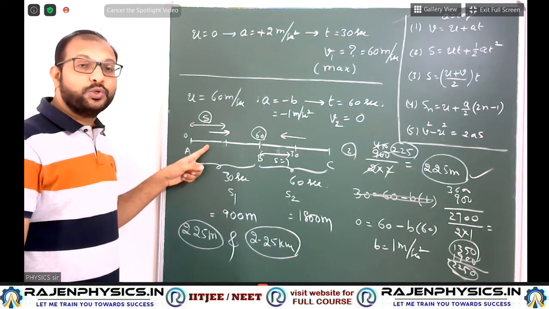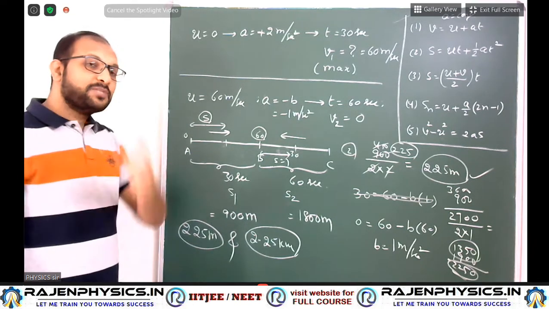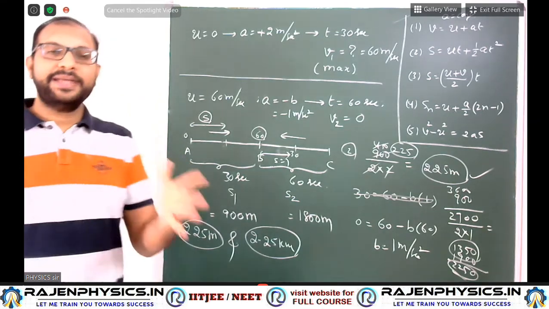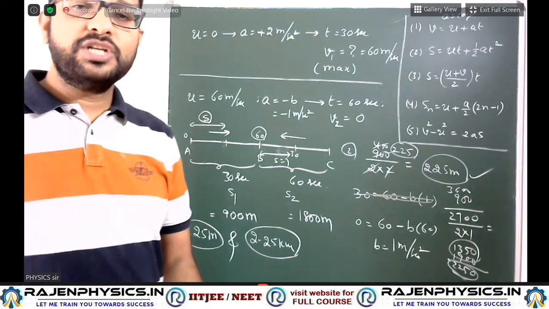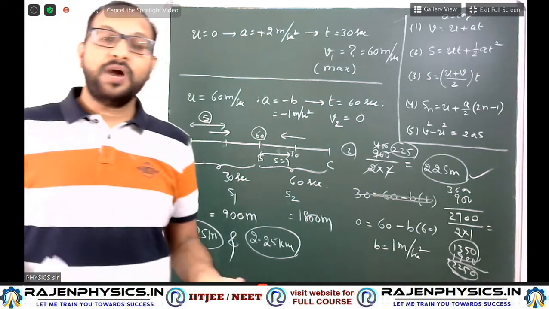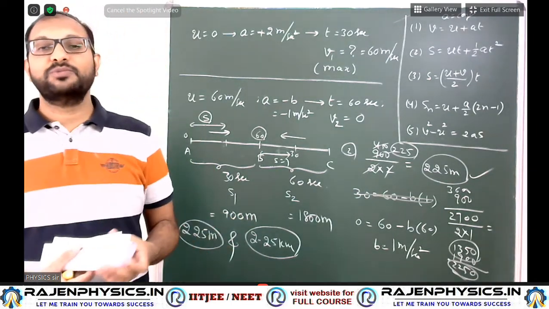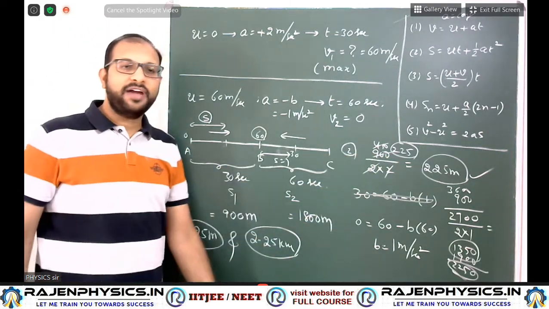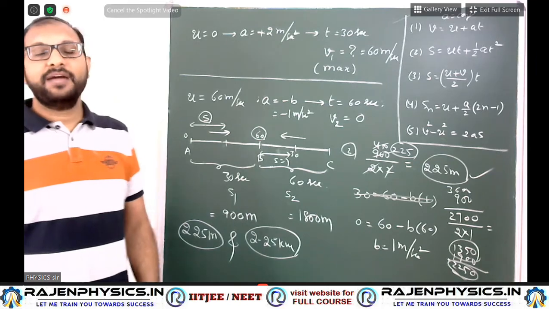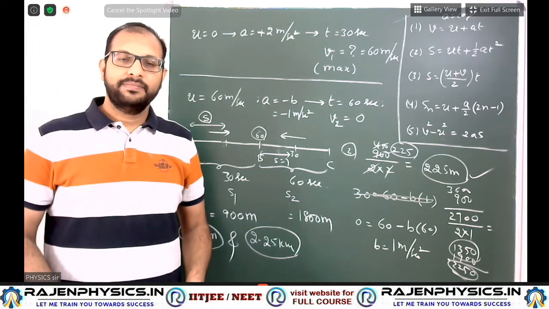After traveling 225 meters, speed becomes 30 meters per second. It is half of the maximum speed. The question is the same: at what position is the speed half of the maximum speed? So the first location came straight, that is 225 meters. 225 meters is the first answer.